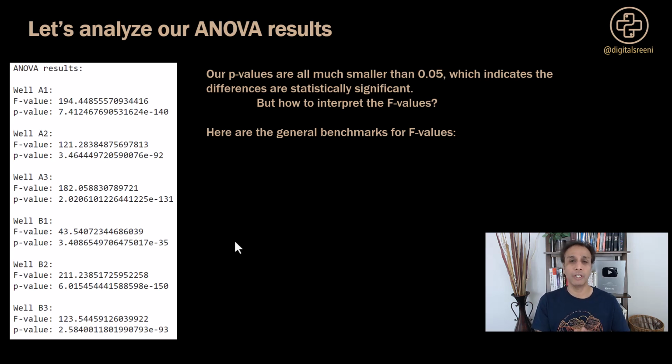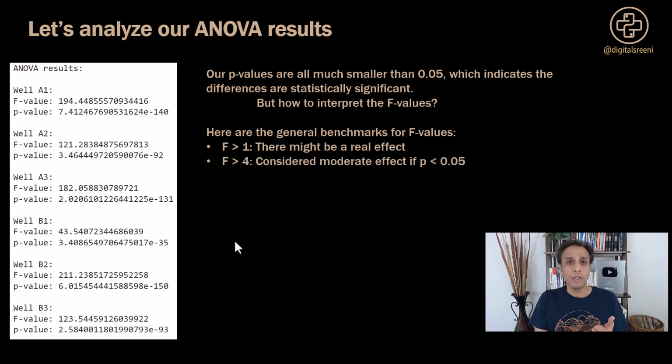But in general, when you look at F values, here is what you need to look for. Is F greater than 1? That means, okay, there might be a real effect. Is F greater than 4? Okay, there is a moderate effect, especially if P is less than 0.05. In our case, P is much less than 0.05. So, of course, yeah, there is a moderate effect.